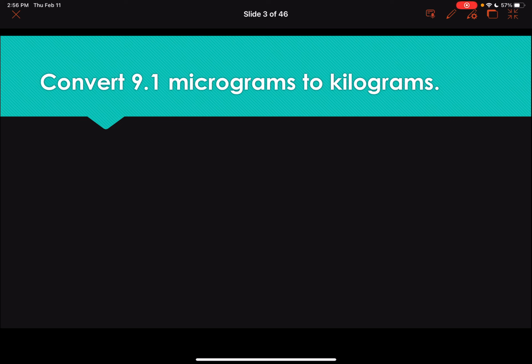There's a bunch of different ways you can think about this. Here's how I'll do it. I'm going to first write micrograms, and we write it like this. If you're unsure, you can look at the sheet, and you can look for the prefix micro, and it has the symbol mu. Mu is also the coefficient of friction, but when we're talking about a unit, it means micro. This is equivalent to 9.1 times 10 to the negative 6 grams.